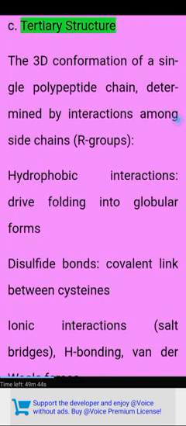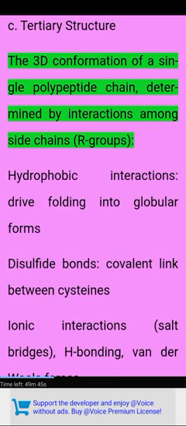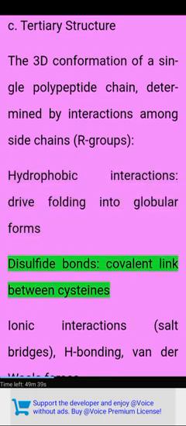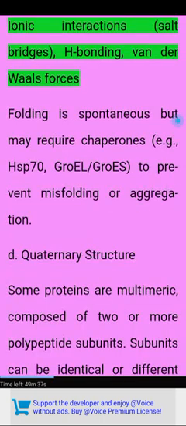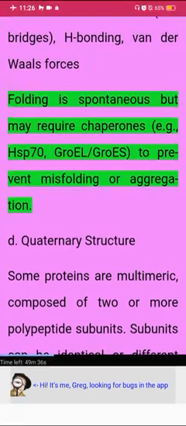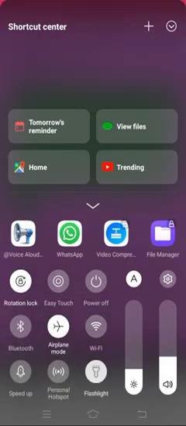C. Tertiary structure. The 3D conformation of a single polypeptide chain, determined by interactions among side chains, R groups. Hydrophobic interactions drive folding into globular forms. Disulfide bonds, covalent links between cysteines. Ionic interactions, salt bridges, H bonding, van der Waals forces. Folding is spontaneous but may require chaperones, e.g., HSP70, GroEL, to prevent misfolding or aggregation.